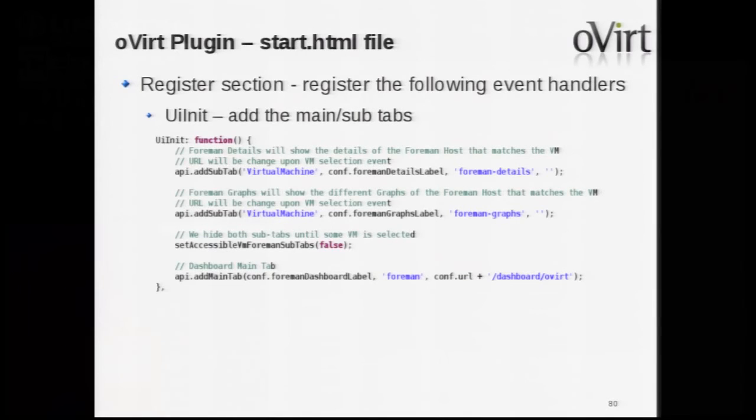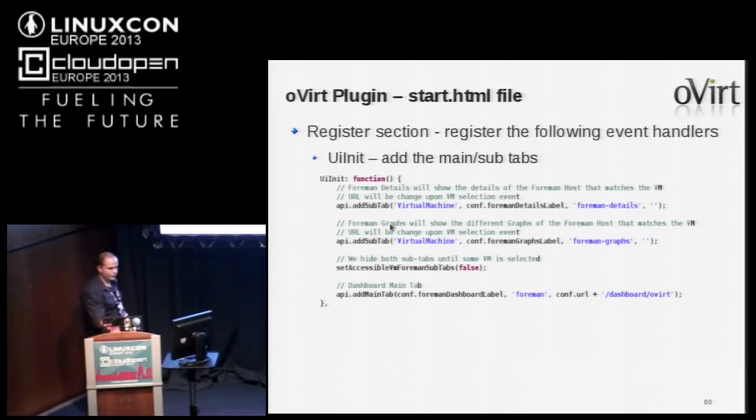So again, as I said, add the subtab. I added two subtabs here, one for details and one for graphs. I created a helper function to hide or show the subtabs, not really important in that matter. And I added a new main tab to contact the dashboard. I also used a configuration of the plugin to contain the URL of the Foreman server I'm working with. So, just a good use of the configuration.